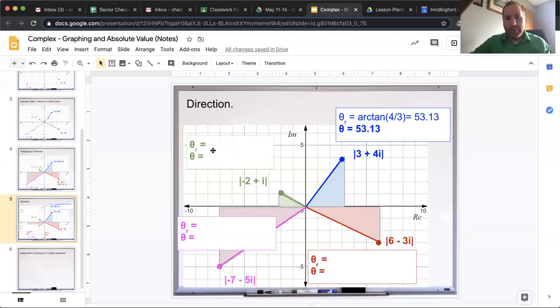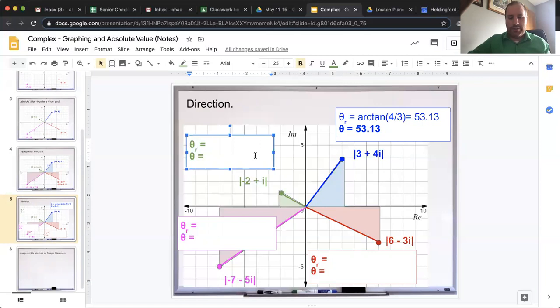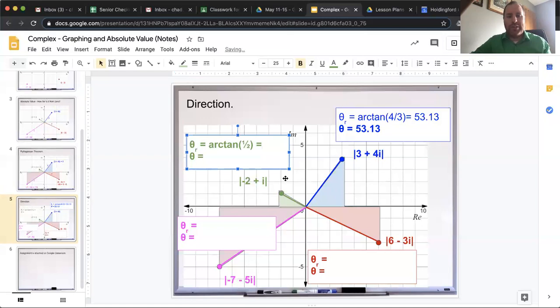If we go over to this quadrant, our reference triangle is going to be the arctangent of 1/2, because this side is 1 and this side is 2. And then we just type that into our calculator here. So we do the arctangent of 1/2 and find that that's about 26.56.